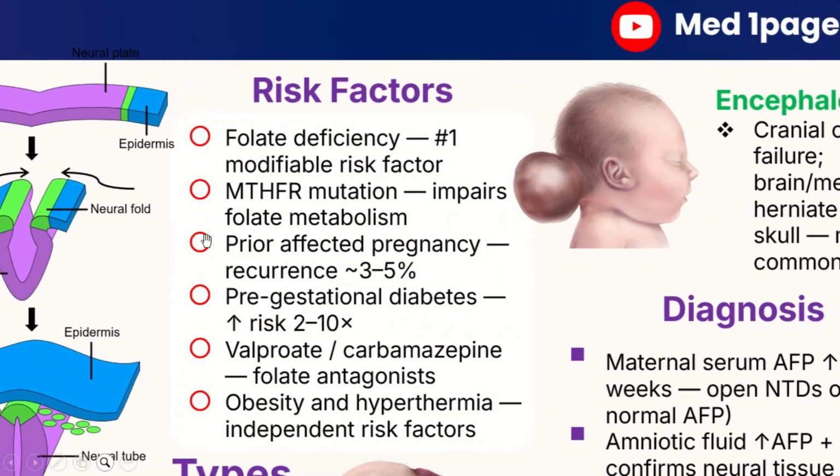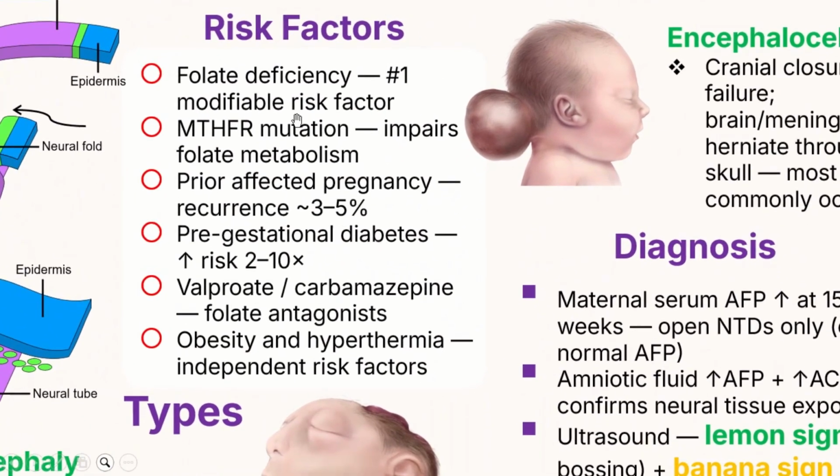Let's look at the risk factors. Risk factor number 1 that is implicated, and the most modifiable risk factor, is folate deficiency. This is because folate is required in DNA synthesis, and during the formation of the neural tissue, there's a lot of proliferation taking place. So you need folate there. When you have a folate deficiency, some errors are going to occur, and that makes the development of those neural tube defects possible.